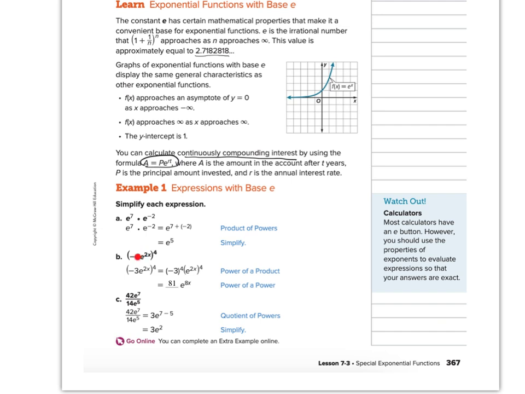When I have a base raised to an exponent, we would do the same thing, that we would multiply our exponents. And then when we have division, e to the 7th divided by e to the 5th would be e to the 7 minus 5. So just thinking about the same rules apply that we've used in previous steps for our exponents. So this is just another number that we use as a base.